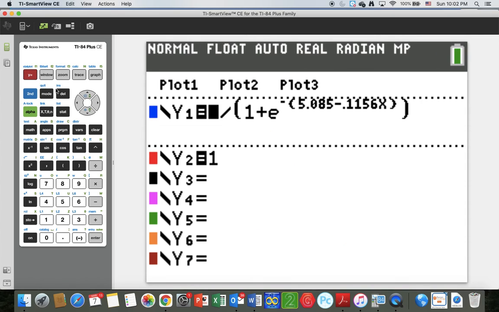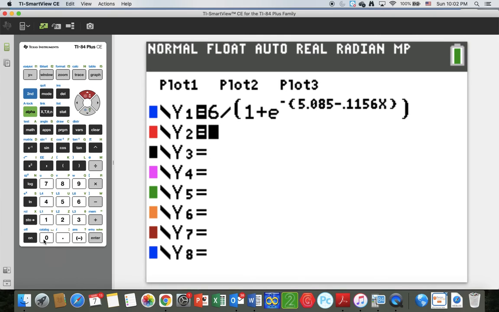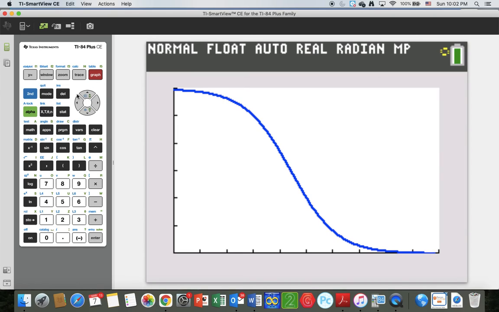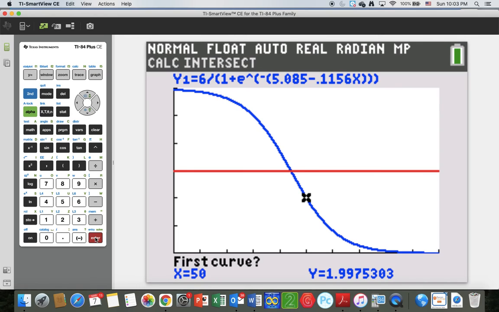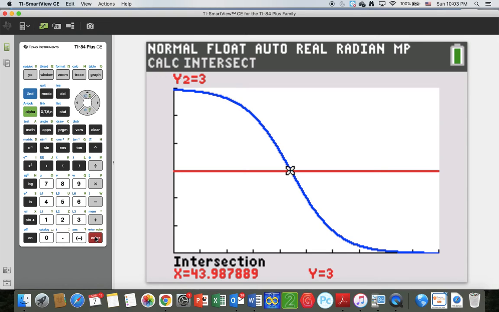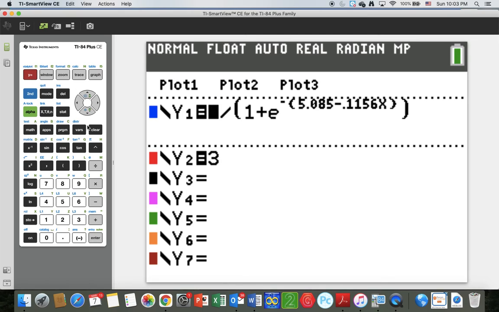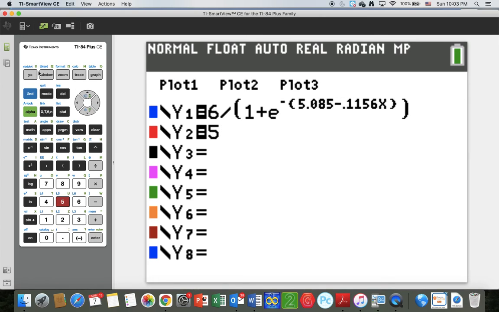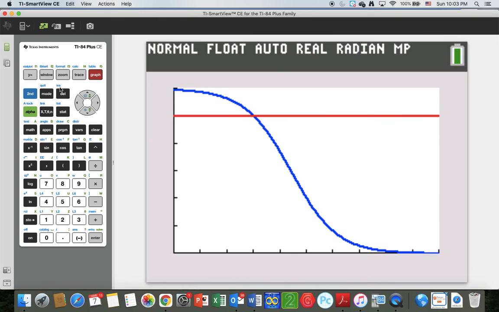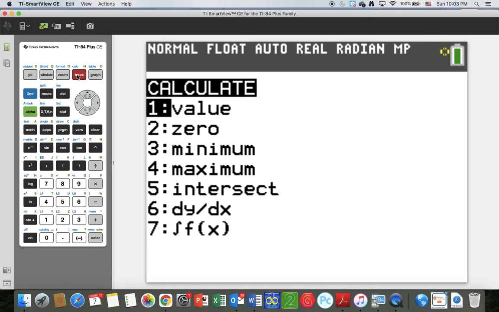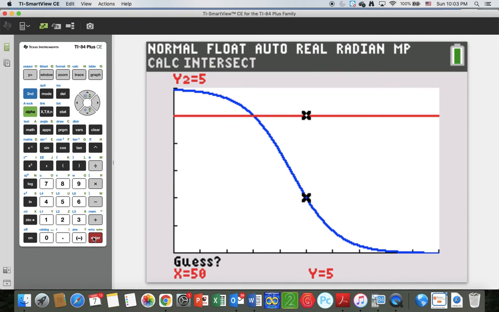What about 3 O-rings? Well, changes to a 3. Hit graph. And let's find that intersection. So I can calculate intersect. Yes, yes, yes. About 44 degrees. And then when would we expect to have 5 fail? Right there, and that would be, second calculate, intersect, 30 degrees. We would expect 5 to fail. Okay, so pretty tragic stuff there, isn't it?